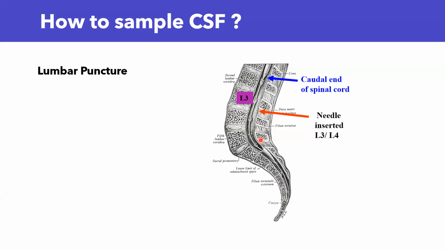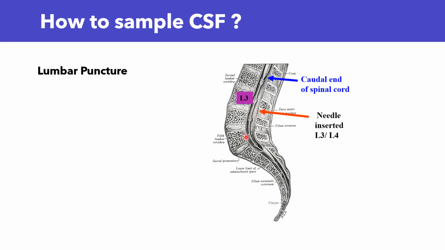So how do we sample CSF? It is through a procedure called lumbar puncture. The needle is usually inserted between the L3 and L4 levels. Why? Because the spinal cord ends at L1 and L2. So to prevent any injury or trauma to the spinal cord, the needle must be inserted lower than the caudal end of the spinal cord.